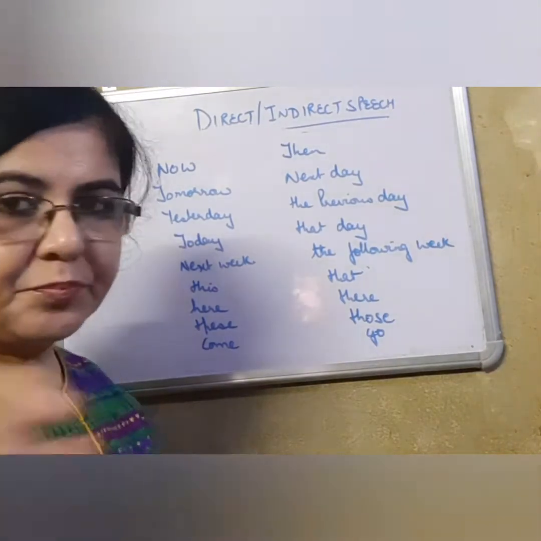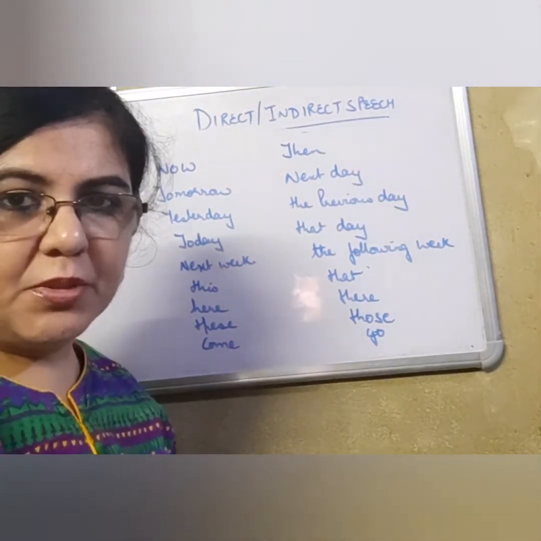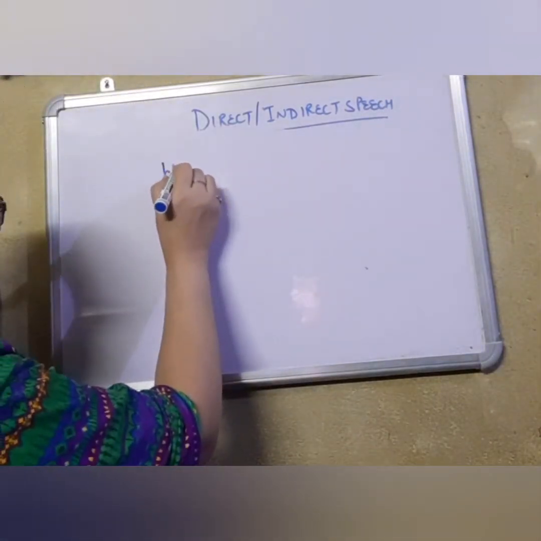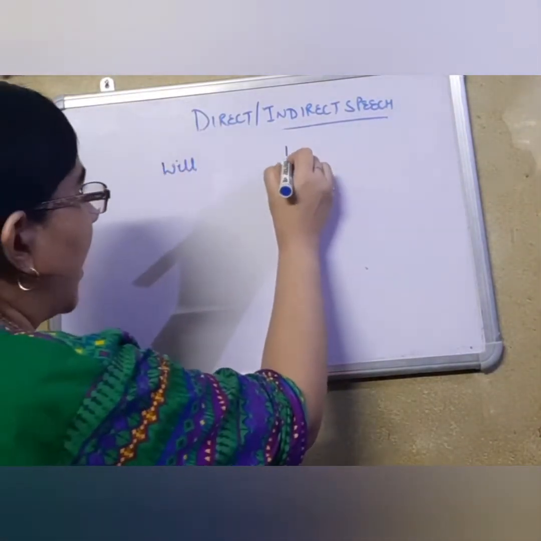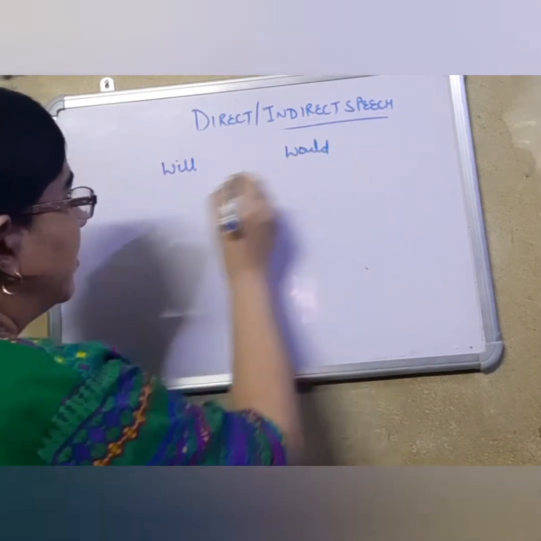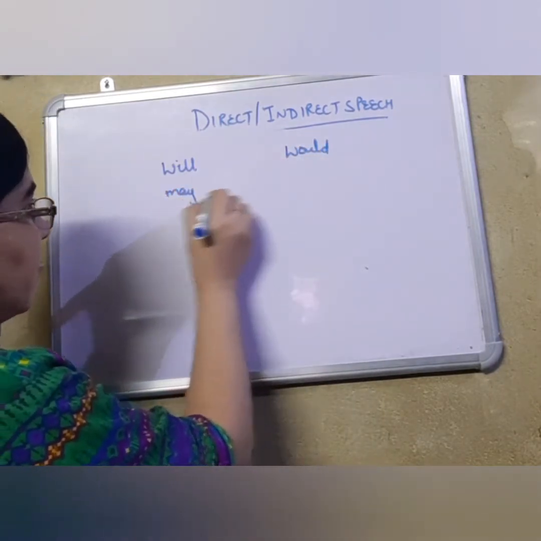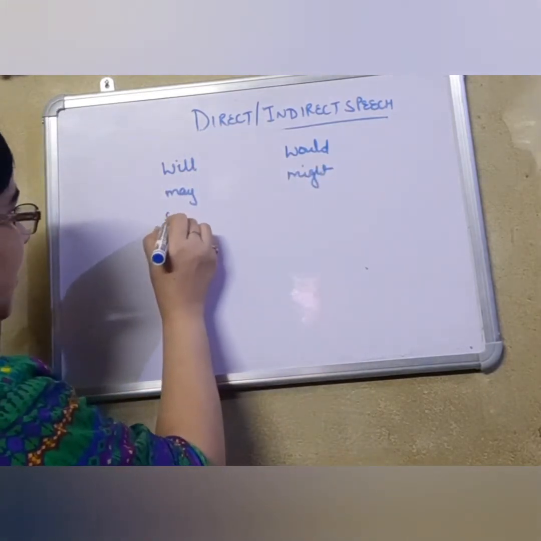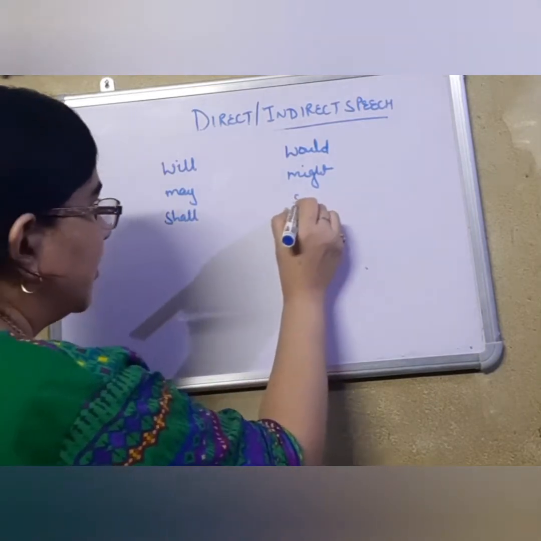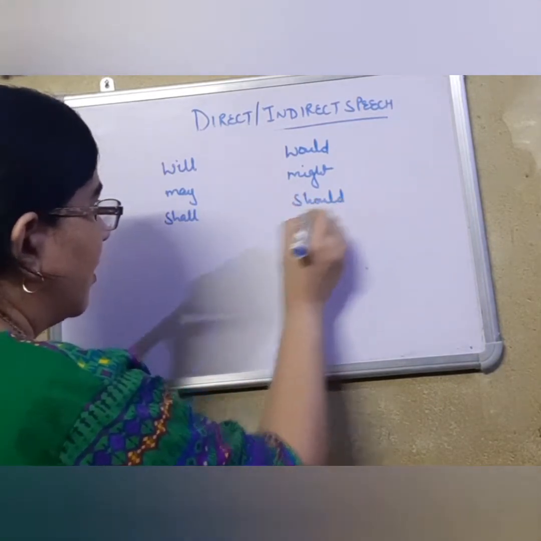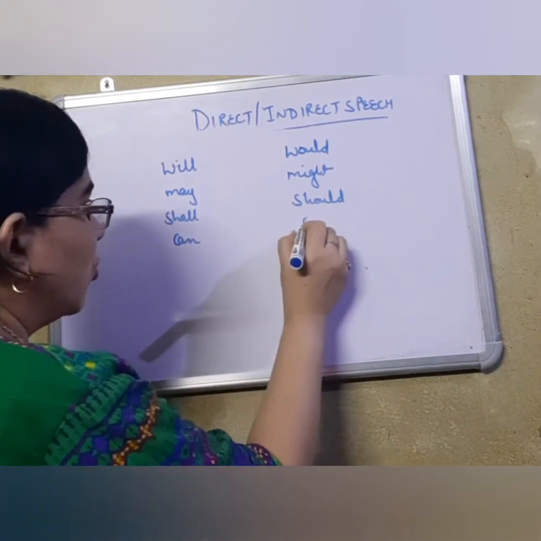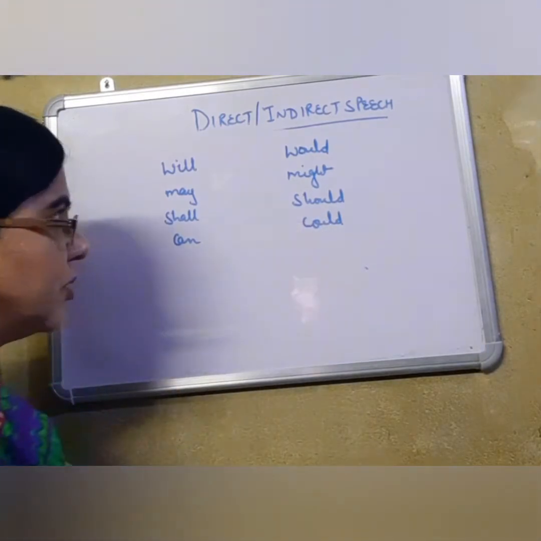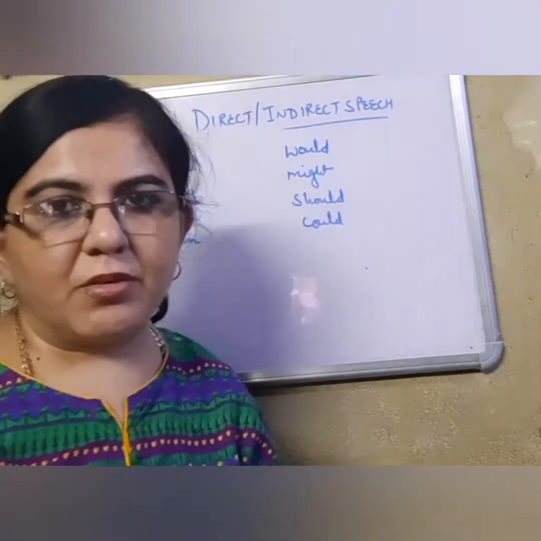Then, some more things we have to speak about. The modals also have to be converted, like will is given, I will do this, I would do this. May is given, might will be converted. Shall is given, should. Can is given, could. So these modals also have to be converted.